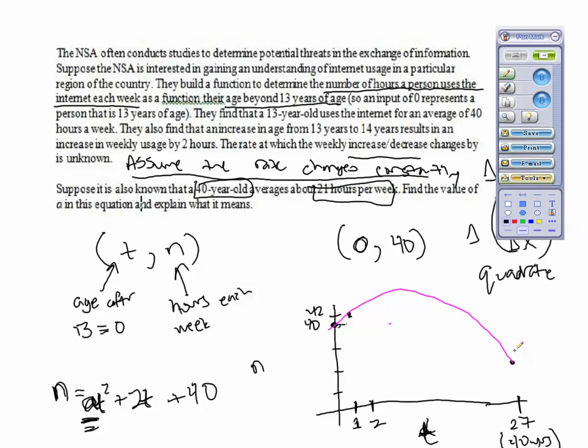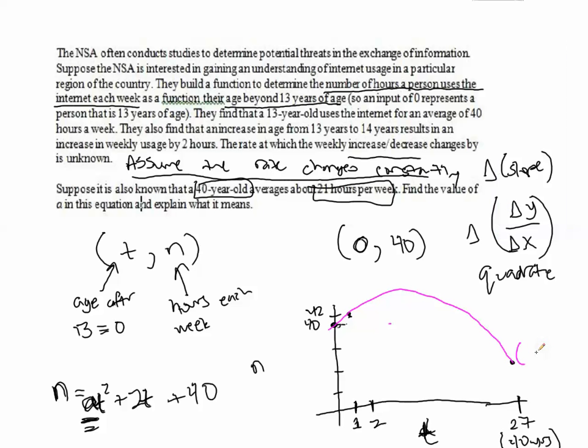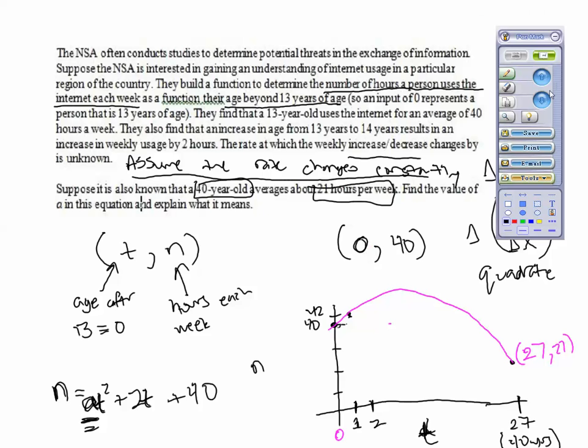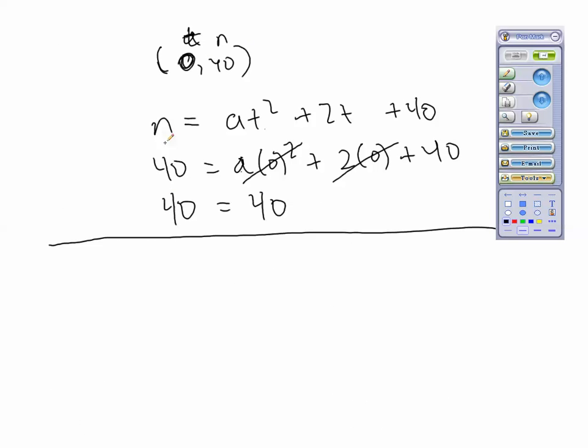Okay, so we know that this point here is 27 comma 21. Why is it 27? Because this axis represents the number of years a person is beyond age 13. So a 40-year-old would be 27 years beyond age 13. And again, that was just a way of representing t equals 0. Let's let that symbolize a person who's 13 years old. Okay, and so now we have this point.